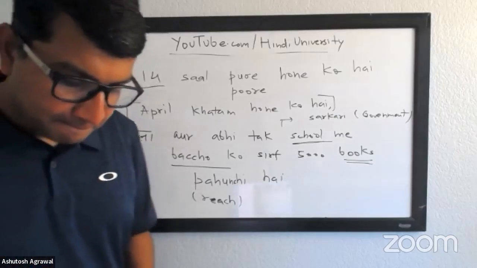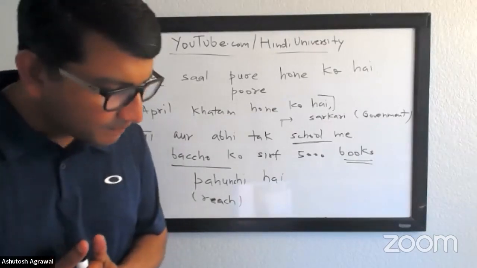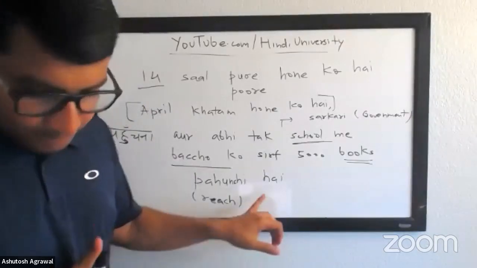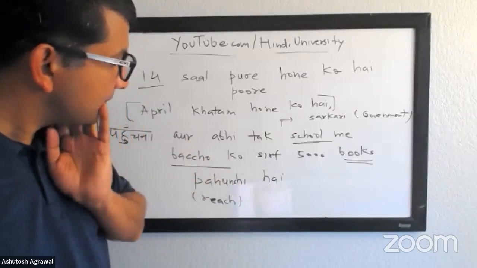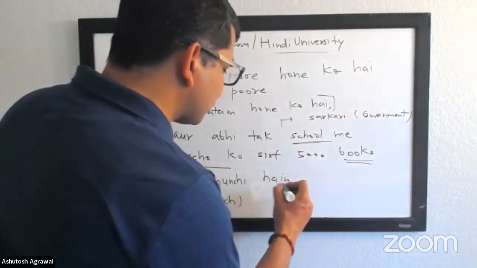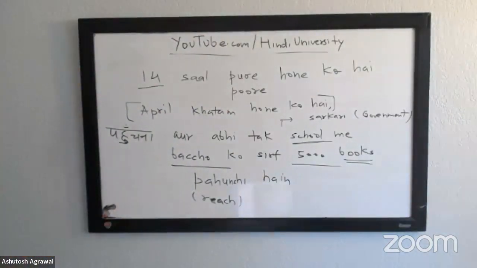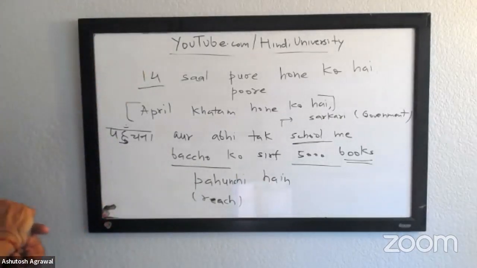Anyone else? Yes, Linda ji? So this pahunchi, the hai is in the singular. Is it like because it's some kind of a passive, like it has been delivered? So it's not like hain in plural, that the books have reached? Or why is it in singular? It's a plural actually. 5,000 books पहुंची है. बच्चों को सिर्फ 5,000 books. You're right. It should be plural. So even the news article, they wrote it wrong. But yeah, you're right. It should be plural. सिर्फ 5,000 books पहुंची हैं. Thanks.